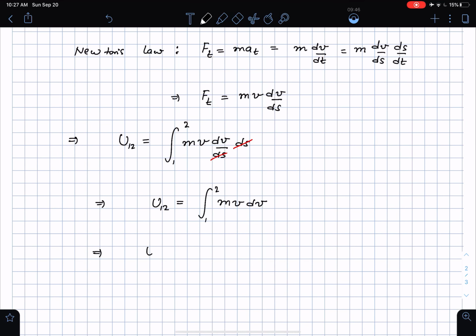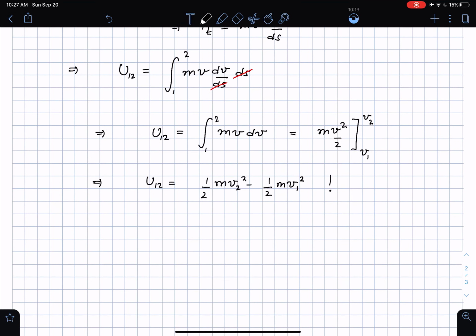If I do the integration here, this is m v squared by 2, evaluated from position 1 to position 2. So the limits will be the velocity at position 1 and the velocity at position 2. Now this is going to be half m v2 squared minus half m v1 squared. This is something you can very easily see.